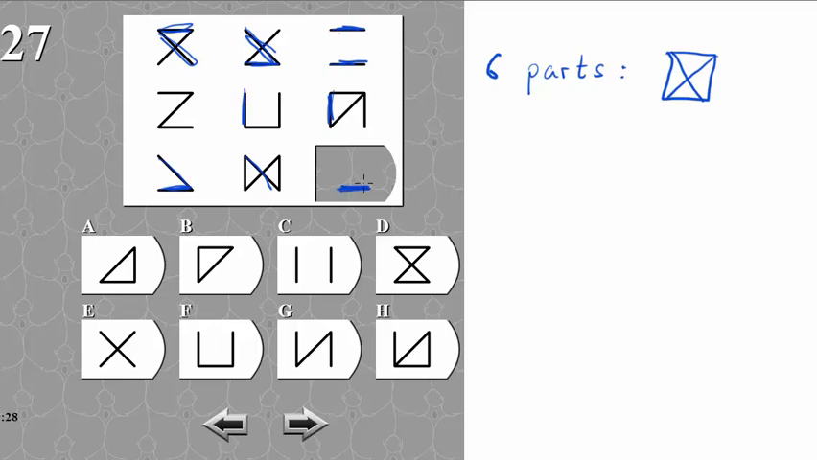So we have two. Then we have this vertical one. It's not here, but it's here, so it has to repeat. This diagonal here is not here, so it has to be here. And this vertical one is not here, so it has to be here. So the correct answer is H.